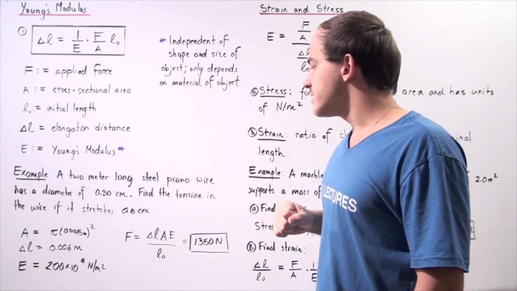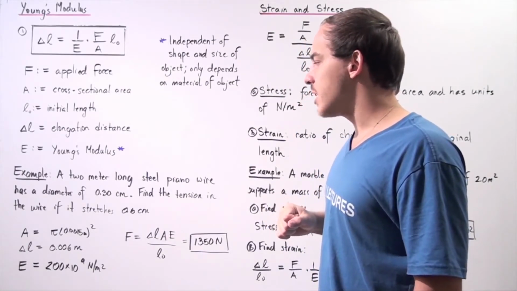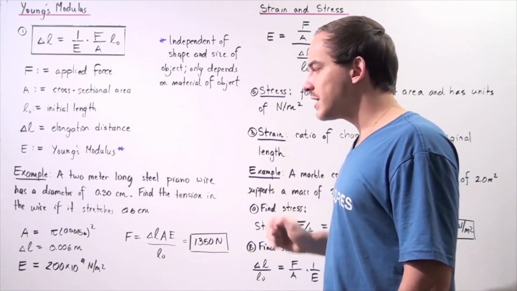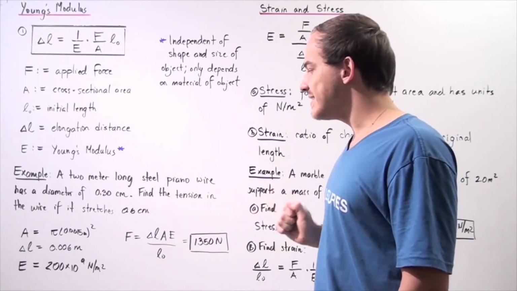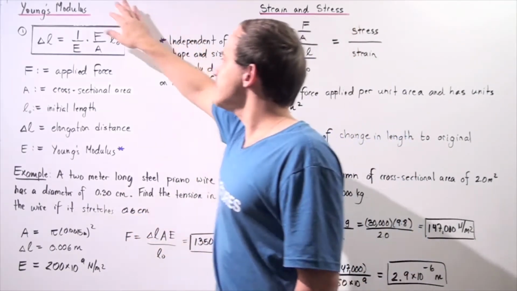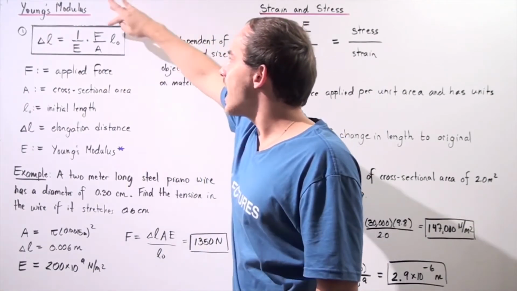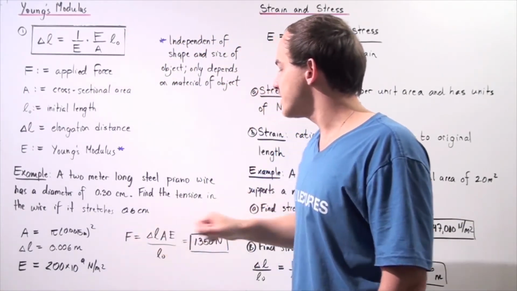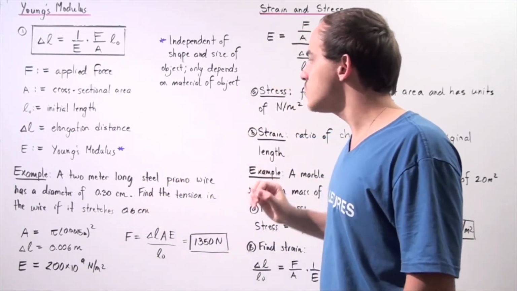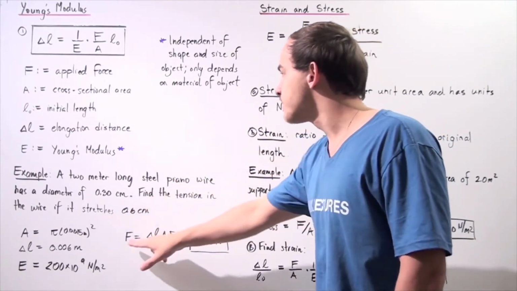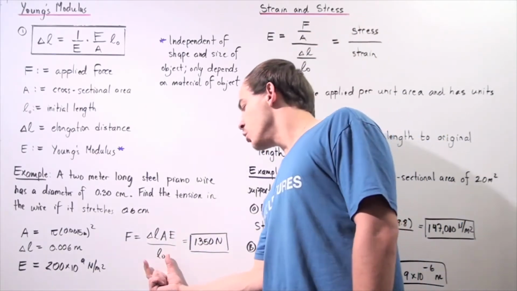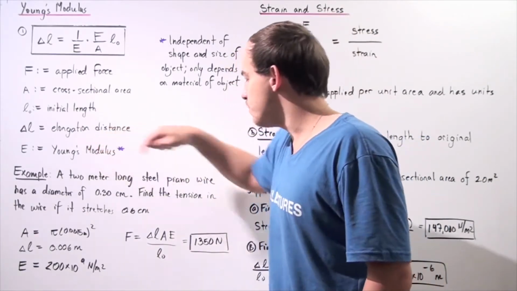A 2-meter long steel piano wire has a diameter of 0.3 centimeters. Find the tension in the wire if that wire stretches a distance of 0.6 centimeters. So, we basically want to take this formula and solve for the force. And we see that force is equal to change in L multiplied by A multiplied by E, Young's modulus, divided by the initial length of the object. So we know the initial length of the object is 2 meters.